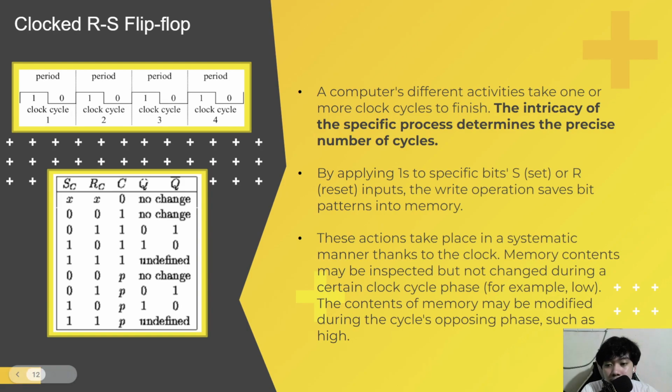So for the last example in the truth table, our set is 1 and our reset is 1. So the result for the output is undefined. So, that's it.